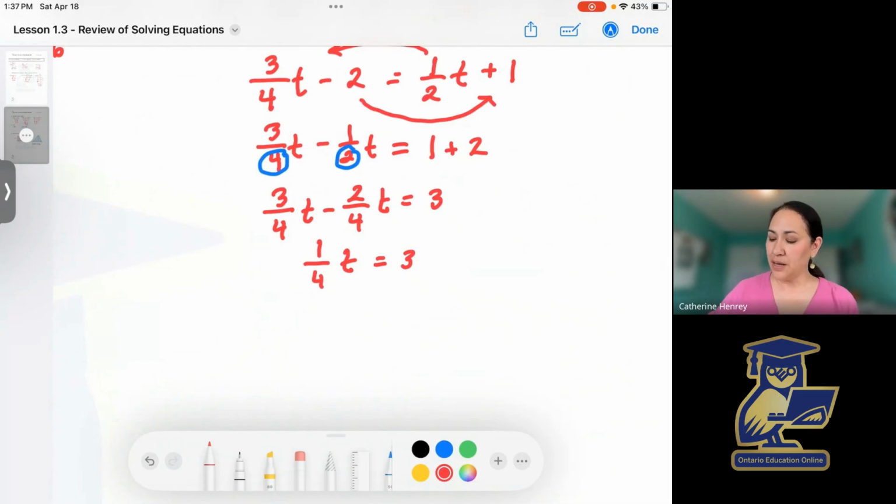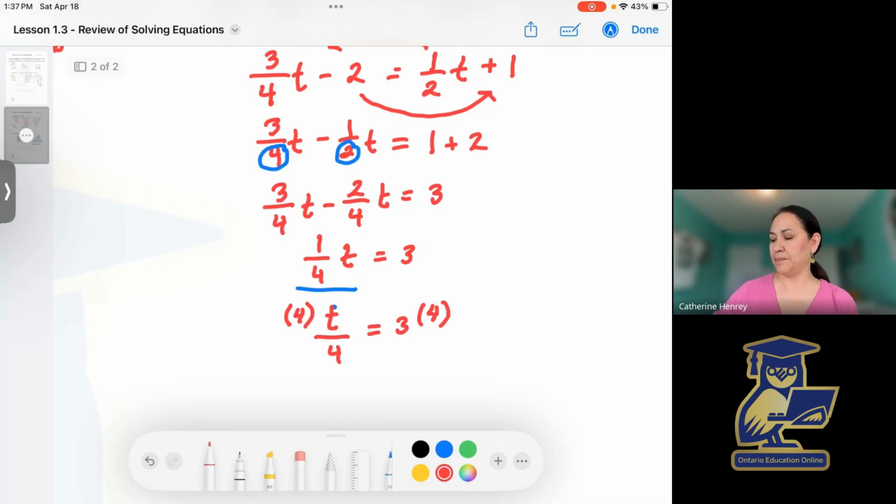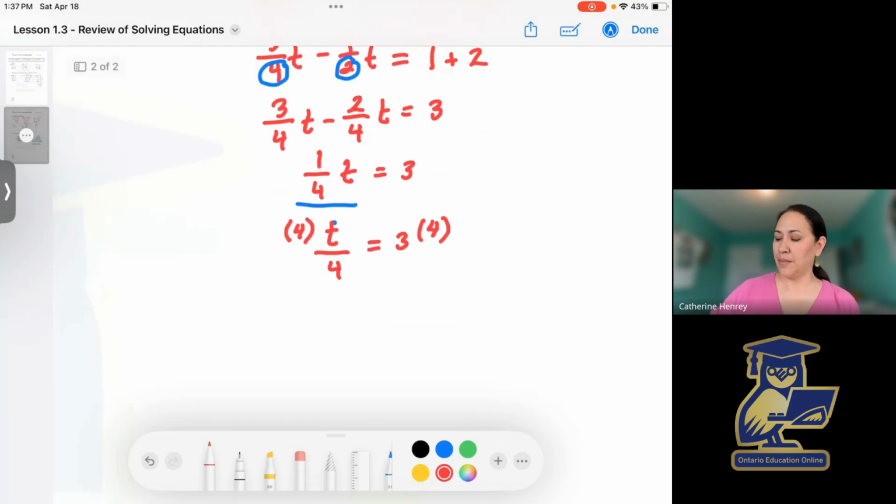Now I want you to recognize here that over on the left side, this is the same as having t over 4 equals 3, which means we can simply multiply by 4 on the left and multiply by 4 on the right. That clears out my 4's, and I'll have t is equal to 12.